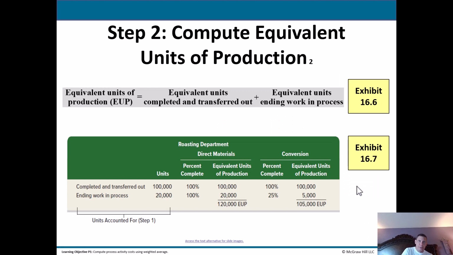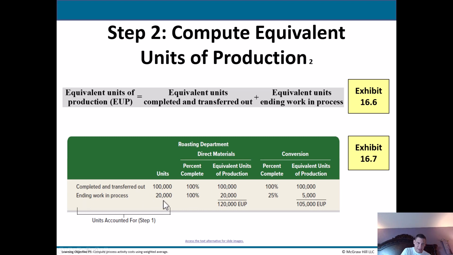So continuing step 2, compute equivalent units of production. The equivalent units of production, or EUP, equals the equivalent units completed and transferred out, plus the equivalent units in ending work in process. So you can see down here for the roasting department, and we're just looking at the roasting department, we can see direct materials, percent complete, and then equivalent units. You're really just working away from left to right. Remember I said if it says completed and transferred out, then as far as the completion goes, they're always 100%. So 100,000 units times 100%, you also have 100,000 equivalent units.